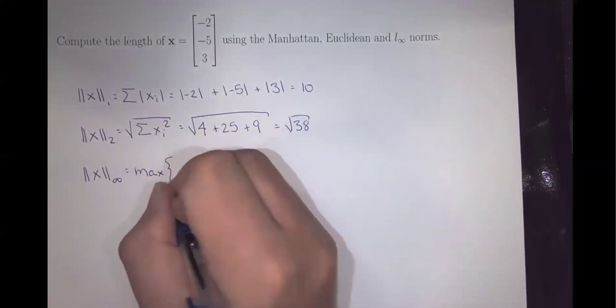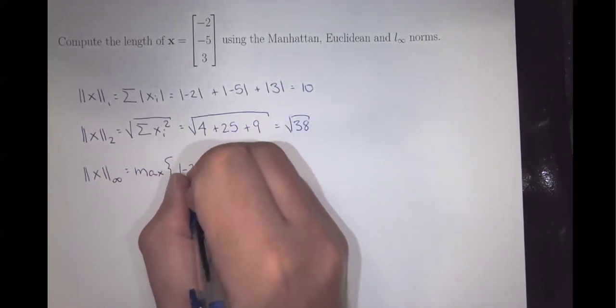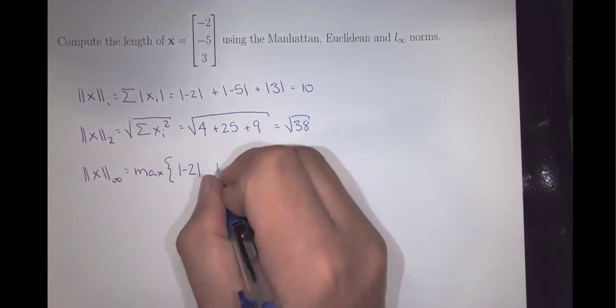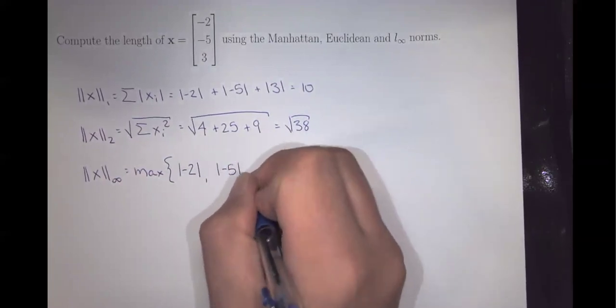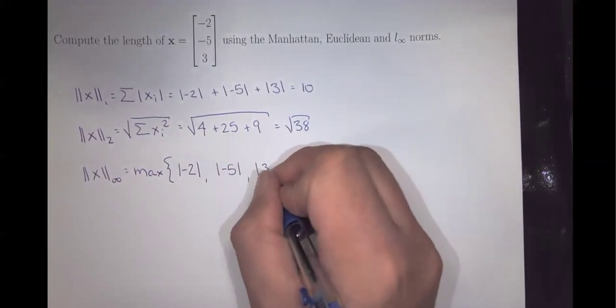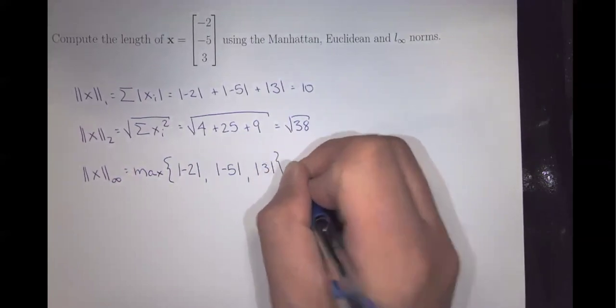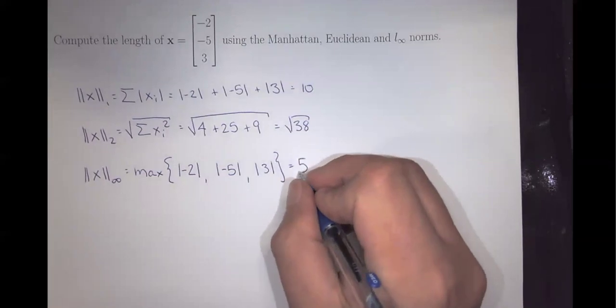The max norm is the max of the absolute value of the entries. The max of absolute -2, absolute -5, and absolute 3. Well, the largest of those absolute values is 5. So the max norm here is 5.